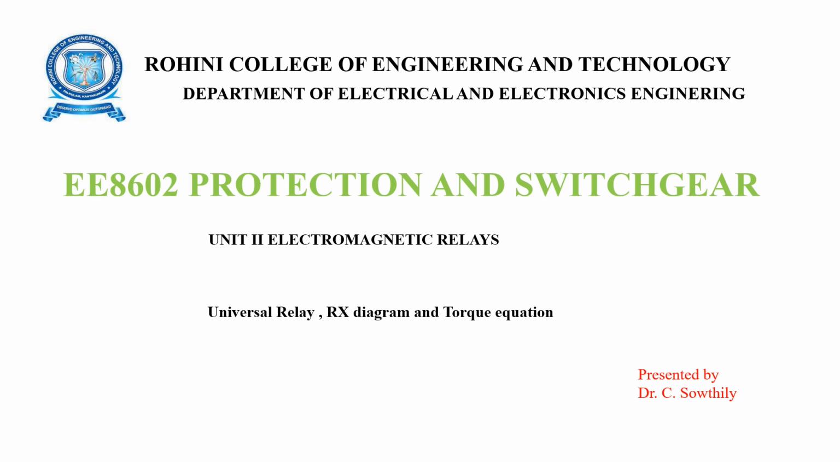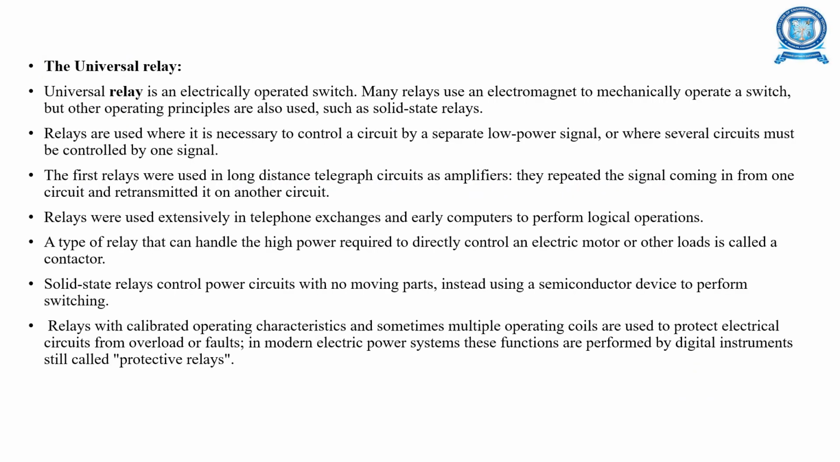Now we'll discuss universal relay, RX diagram and torque equation. So a universal relay is an electrically operated switch. Many relays use an electromagnet to mechanically operate a switch. Other operating principles are also used, such as solid state relays.